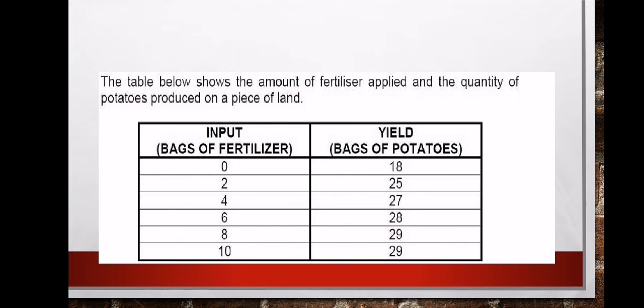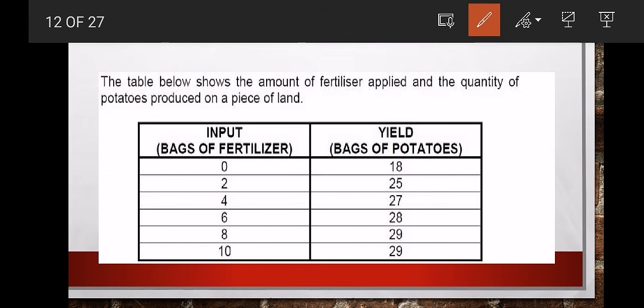The production of potatoes was 18. It increased to 2 bags of fertilizer, production increased to 25. If you go to 6, the production of potatoes is 28. Let's look at this part. 8, what is the production? It's 29. The farmer continued to add 10 bags of fertilizer.